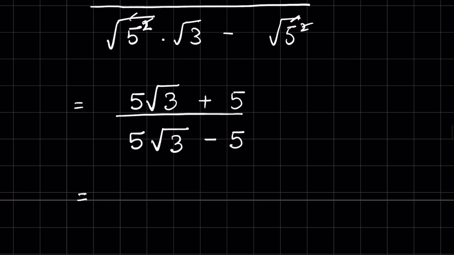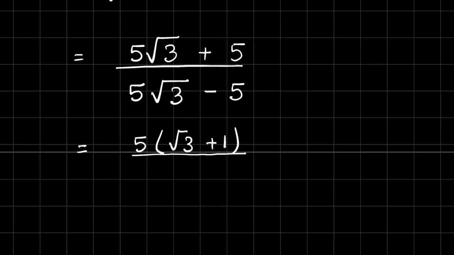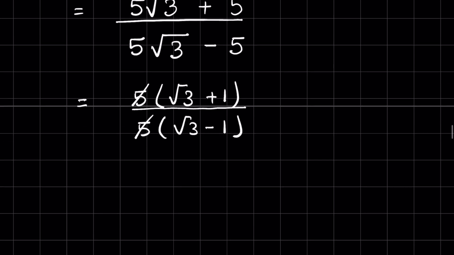Now we can take 5 as common in the numerator. So √3 plus 1 upon, and same, take 5 common in the denominator also. So √3 minus 1. Now cancel this 5 and this 5.